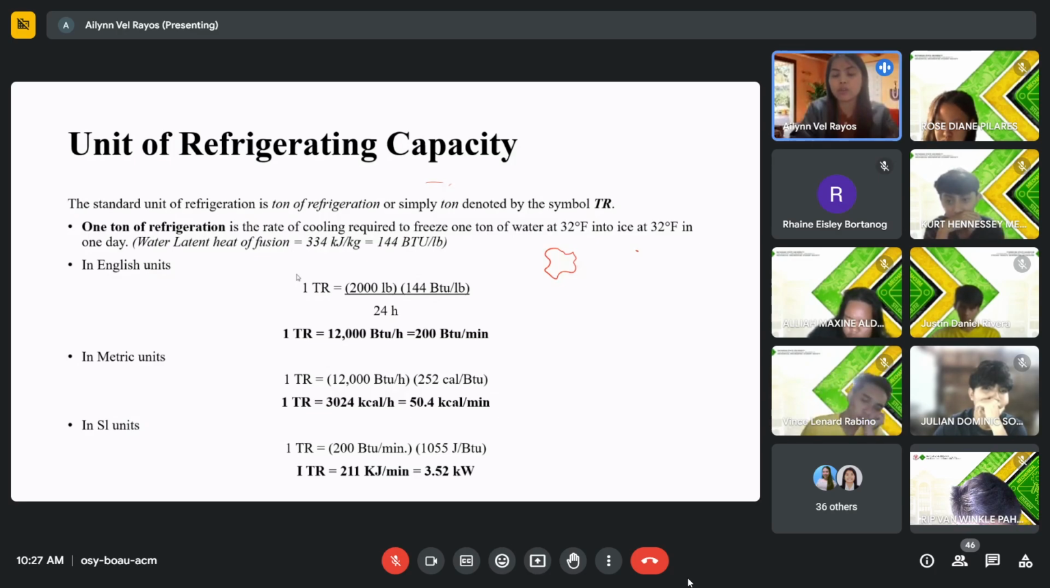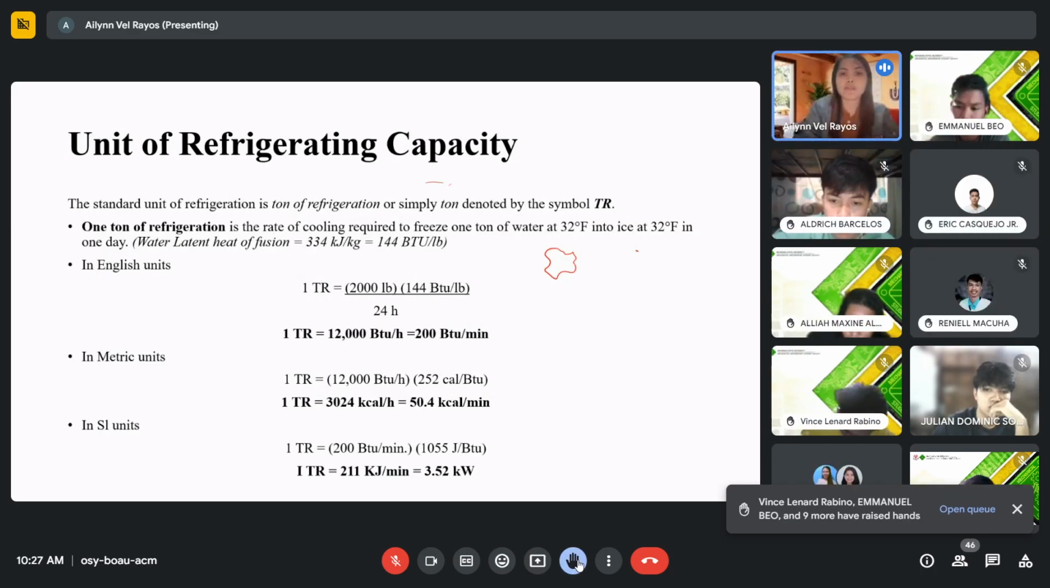So ganun din, kung yung ice magkakaroon ng phase change sa water both at 0 degrees Celsius, ang maa-add naman doon sa ice is 144 BTU para maging water siya. Clear ba tayo doon? Pataas naman ako ng kamay kung clear tayo doon.